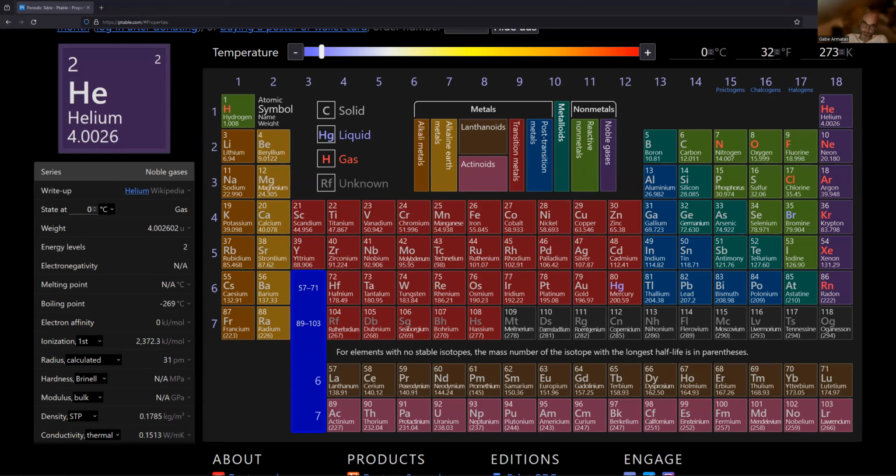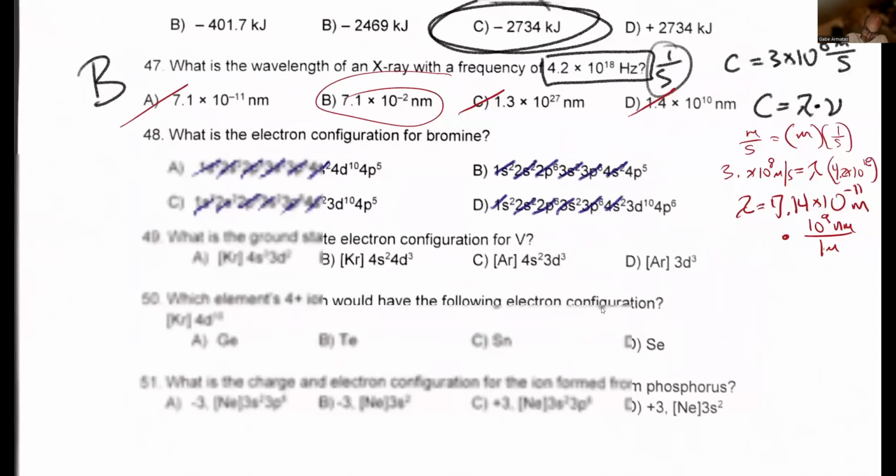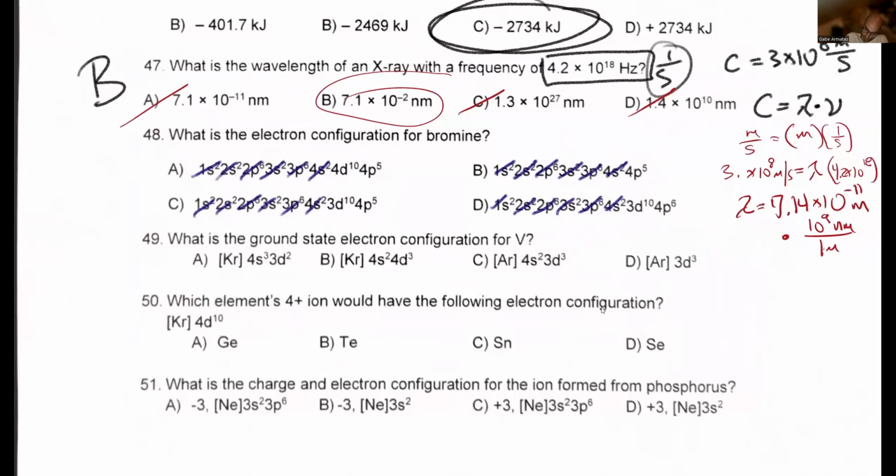Let's take a look. And again, I would refresh yourself on all of this. But the 3d, so anything that is not 3d is just going to get clipped. So 4d10, so we can eliminate those two. So 3d10 and then 4p. And we actually don't go to the end of the periodic table. This would be the noble gas at the end. It is not an ion, it's just bromine. So we have C here.